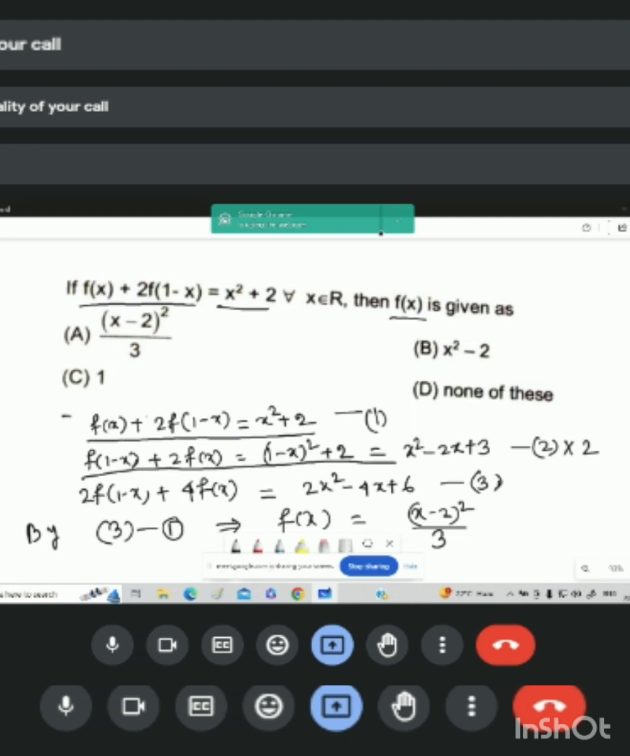That is equation 2, and I have multiplied equation 2 by 2 and get another equation, that is equation 3. So by subtracting equation 1 from equation 3, we get the value f(x) as (x minus 2) whole square divided by 3. So A is the correct option.